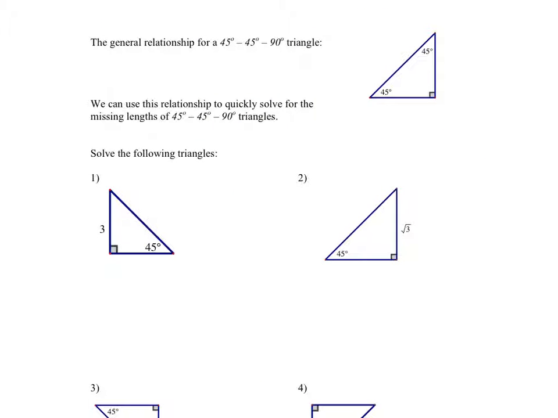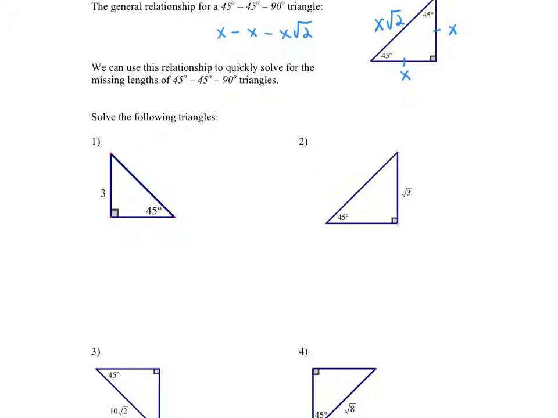So in general, the relationship for the sides in a 45, 45 right triangle goes like this. The two lengths are equal to each other, and we can just use x to represent them. So it'll be x and x, and then the hypotenuse is always going to be the square root of 2 times the leg. So it'll be x square root of 2. So it'll go x, x, x square root of 2. Alright, so you can use this to quickly solve for the missing sides in a 45, 45 right triangle.